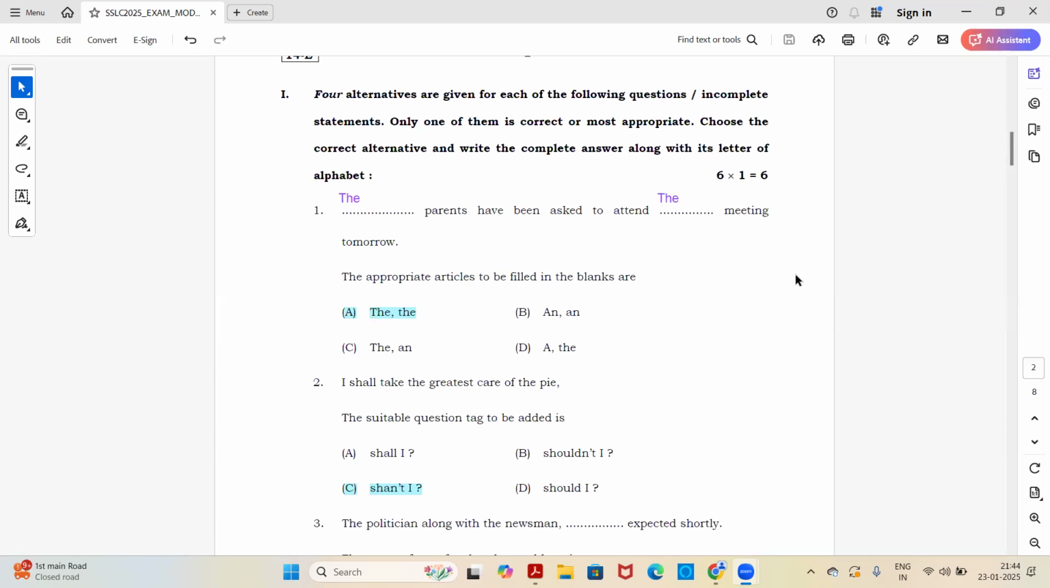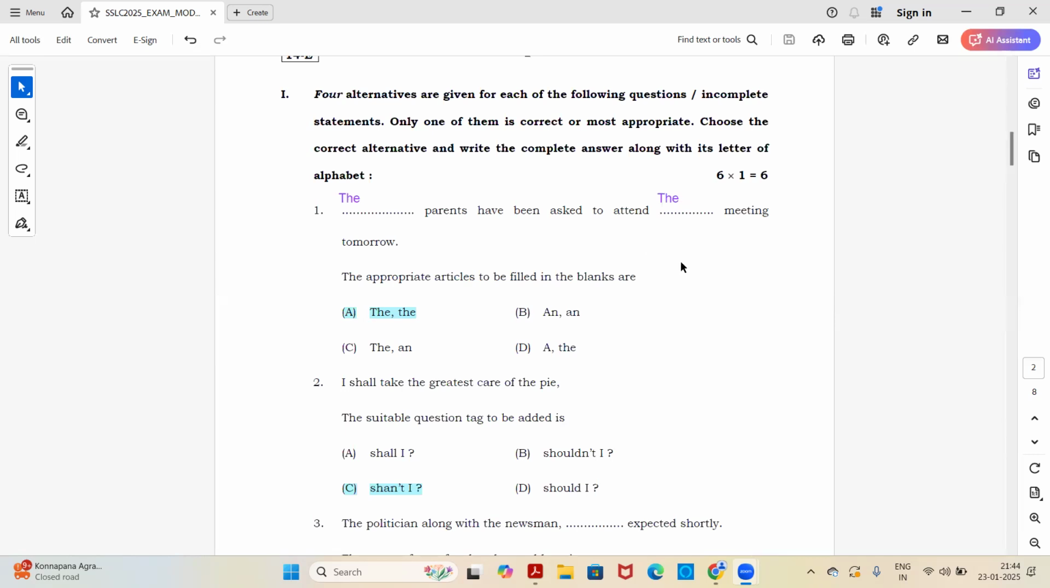So, in the first main you have multiple choice questions on grammar. That's 6 marks, 1 mark each, 6 questions. First question: dash parents have been asked to attend dash meeting tomorrow. The most appropriate articles to be filled in the blanks are, of course, option A, the, which will be placed in both the blanks. The parents have been asked to attend the meeting tomorrow.